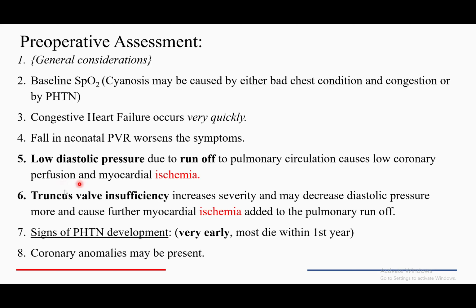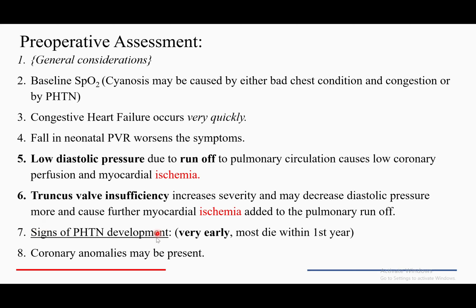Furthermore, what may increase the severity of this condition is truncal valve insufficiency. If there is an insufficiency or regurgitation in the truncal valve, more runoff will occur to the left ventricle during diastole. So the diastolic pressure may severely decrease, causing further ischemia added to the pulmonary runoff.